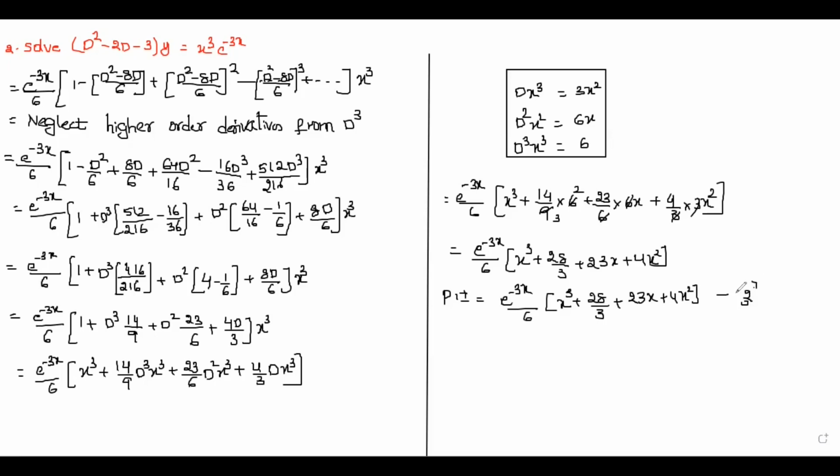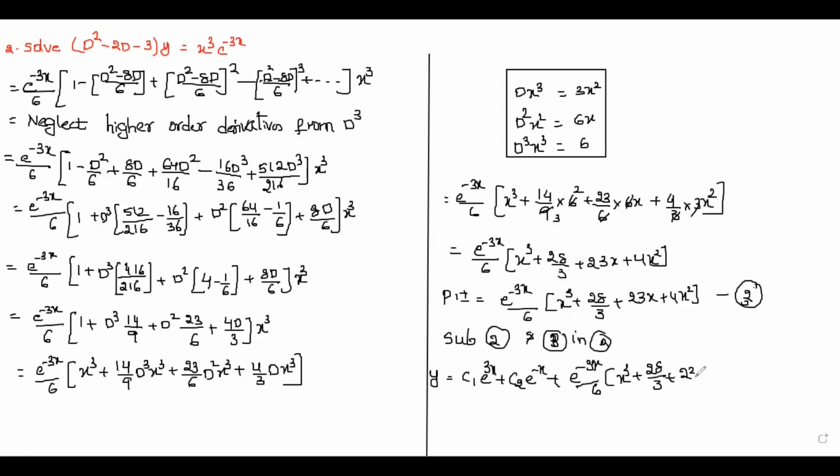So now we have found both the complementary function and the particular integral. Substituting the complementary function and particular integral in the solution, we get y is equal to c1 e power 3x plus c2 e power minus x plus e power minus 3x by 6 into x cube plus 28 by 3 plus 23x plus 4x square. So this gives the solution of the given differential equation.